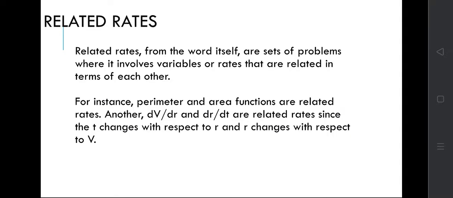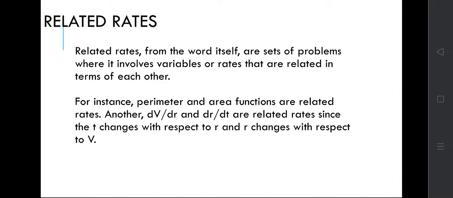So the related rates, from the word itself, are sets of problems where it involves variables or rates that are related in terms of each other. For instance, perimeter and area functions are related rates. Another, dV, the derivative of V with respect to r, and the derivative of r with respect to t are related rates, since the V changes with respect to r and r changes with respect to t.